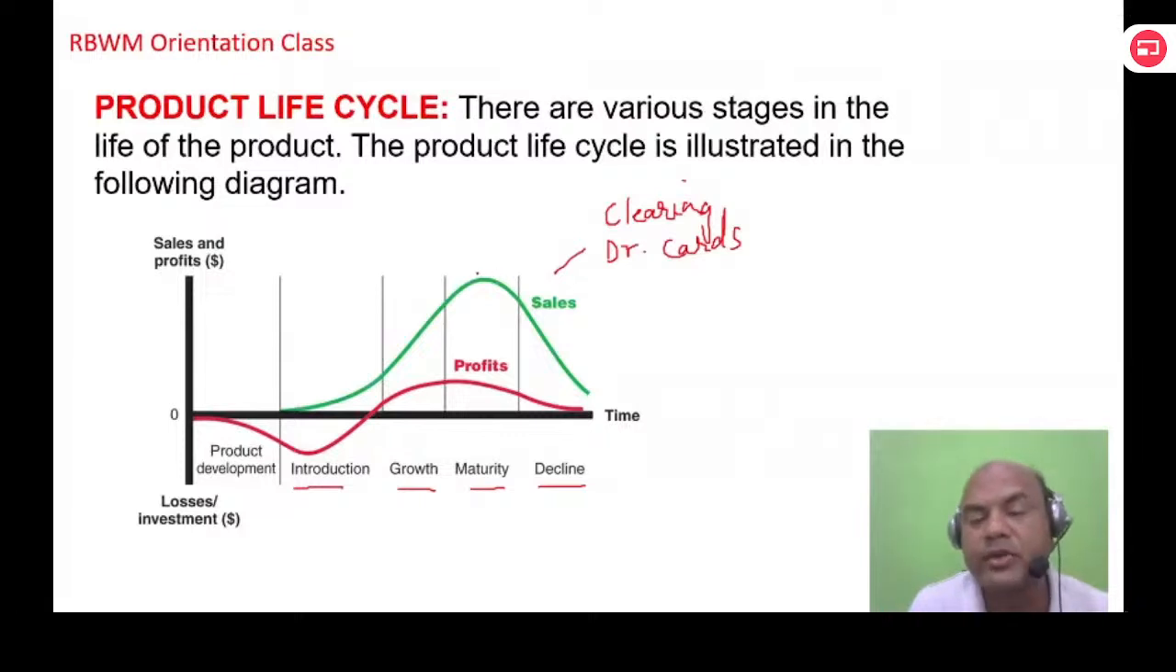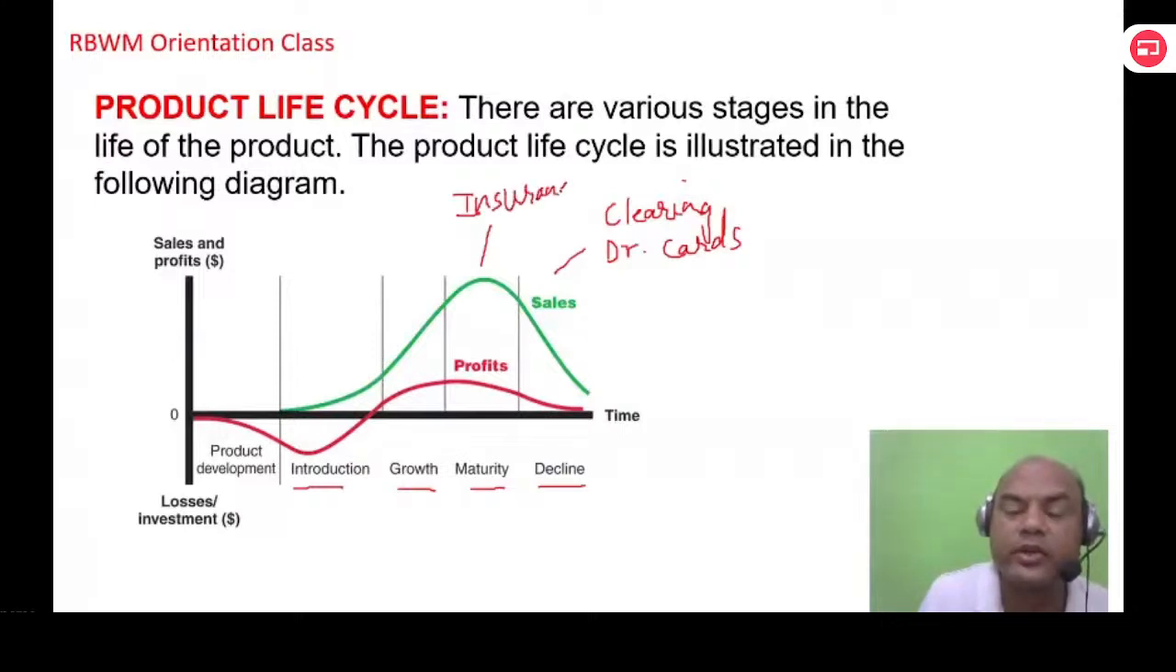Maturity means which are having the highest profits. Look at this. Sales is highest, profit is highest along with the time. So which product is having the highest profits now? It is basically insurance. Insurance is having huge profits nowadays. That's why you all are selling insurance, right?